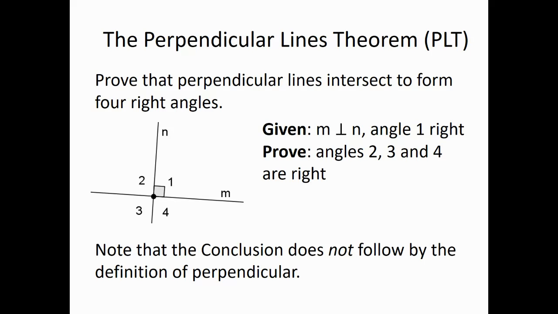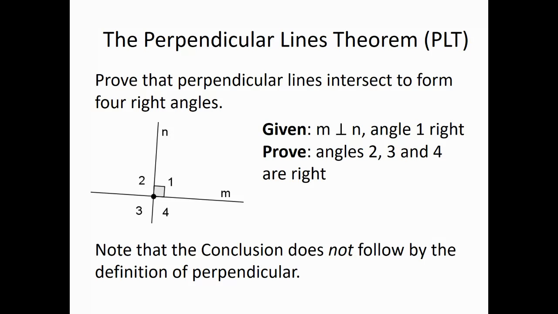What it says is this: perpendicular lines intersect to form four right angles. Now, perhaps this will seem a little mysterious to you initially, not that it's true, but why you would be asked to prove it, because you perhaps thought that it's just simply part of the definition of perpendicular. But it's not. The definition of perpendicular is this.